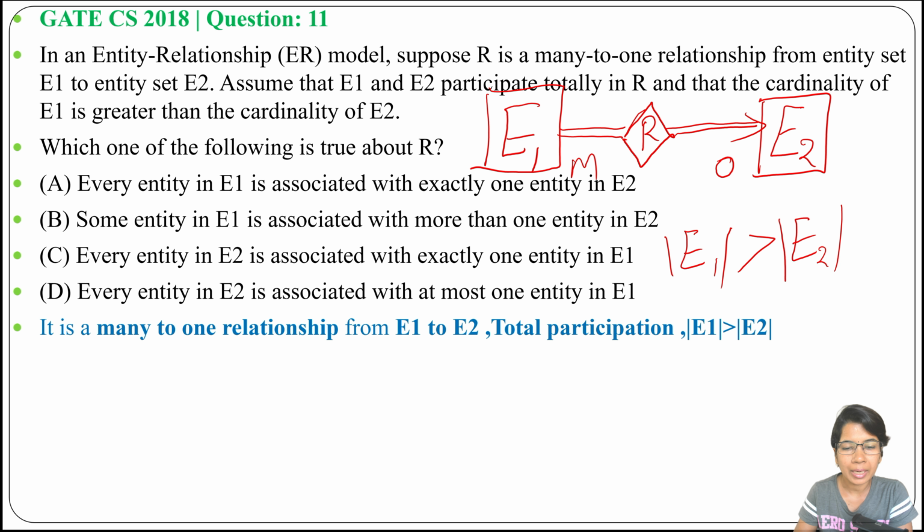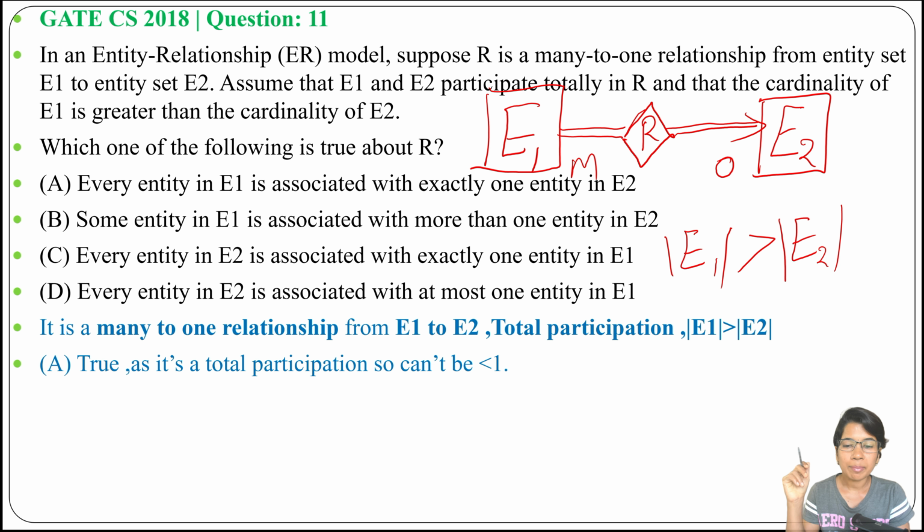Option A, every entity in E1 is associated with exactly one entity in E2. This is true as it is a many to one relationship. In E1 side there are more entities, in E2 side there are fewer entities, and it is a total participation. So every entity is participating in that relationship. Hence the participation cannot be less than 1. Every entity of E1 is associated with exactly one entity in E2. Option A is true.